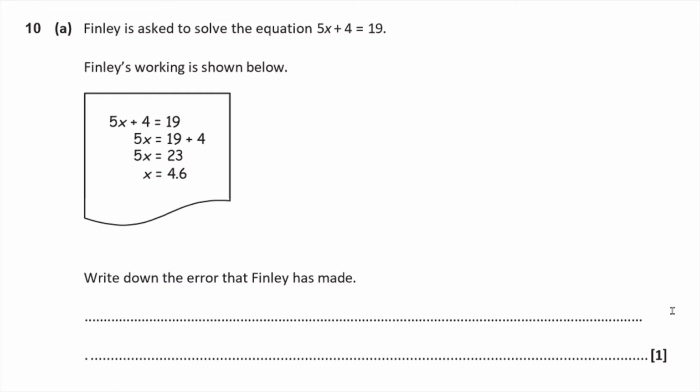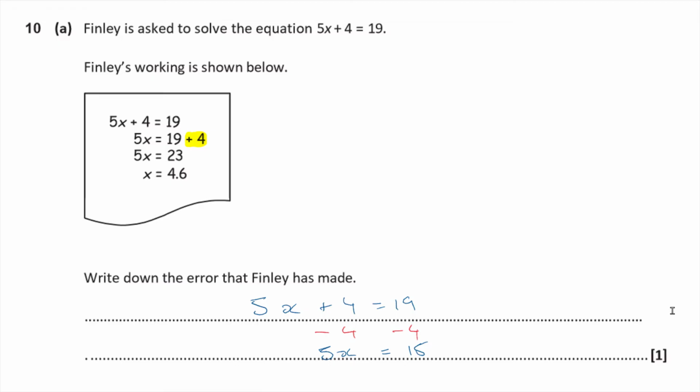Okay, well, he made his error here, didn't he, by adding 4 on. He should have subtracted it. I've got 5x plus 4 is equal to 19. So to make 5x, you're going to have to take 4 away from both sides and not add it. Subtract 4 from both sides, and I should be getting 5x is equal to 15.